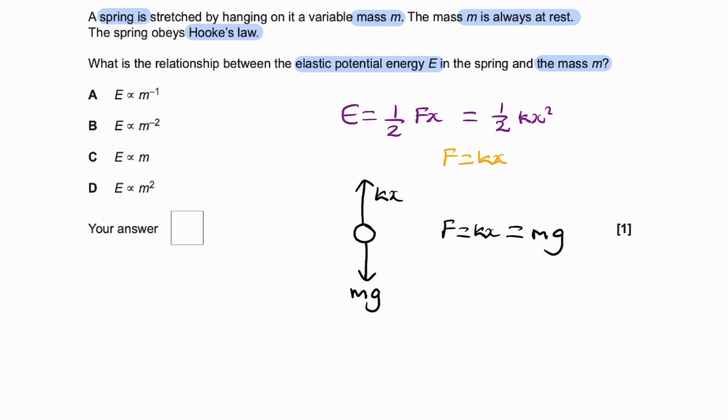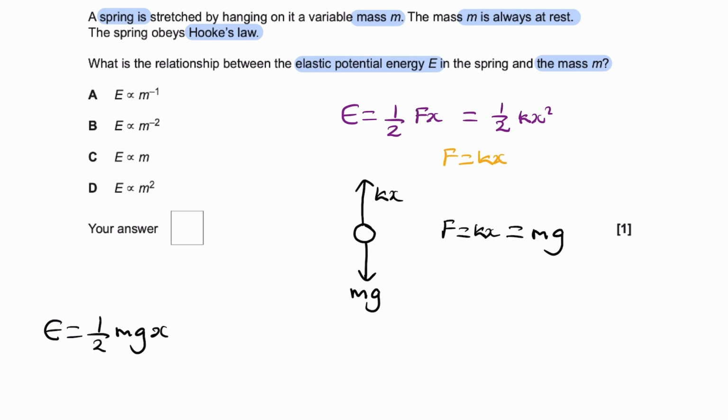So what we can then do is use our equation that we have over here, E is equal to a half Fx, and we can replace the F that we have here with mg. That gets F in terms of m, which is what we want. Then we get E is equal to a half, F becomes mg, and then the x, we're keeping it as it is for now. So a lot of students got this question wrong.